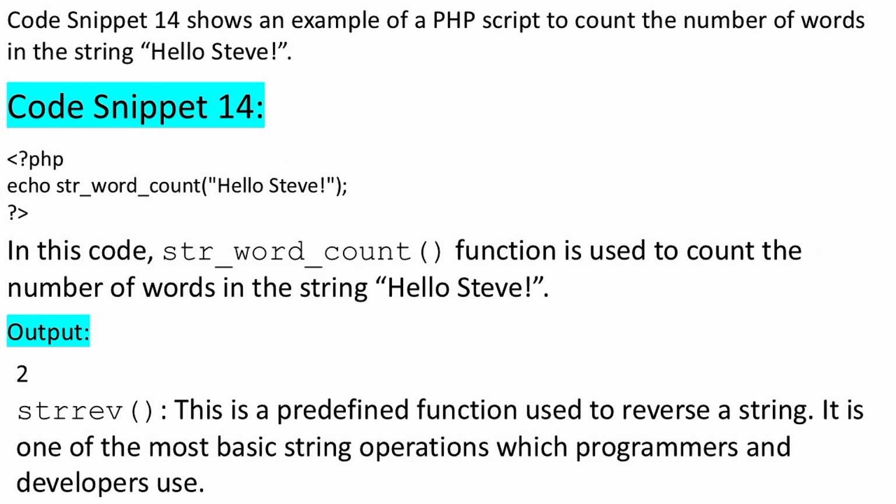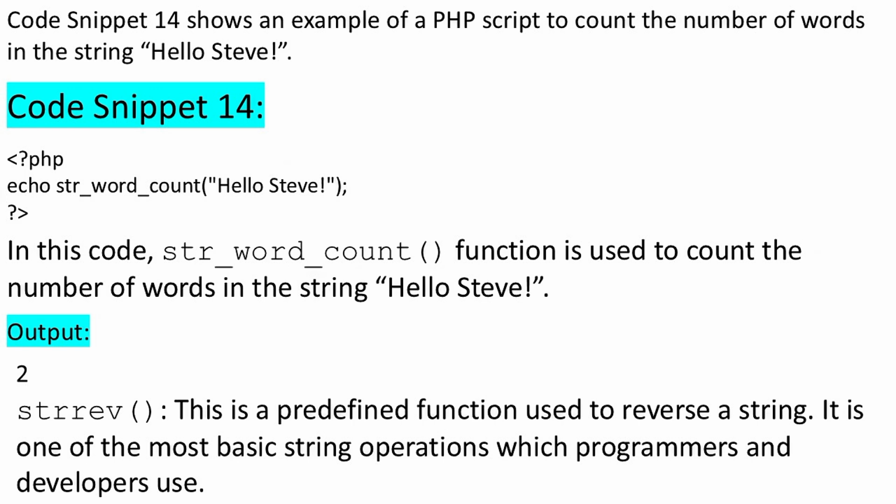So what this means is that str_word_count helps us analyze a string and find how many separate words it contains. This can be useful in many practical situations, such as when you want to count words in a paragraph, limit word input in a form, or even create a small word counter feature in a website or app. The function is very accurate and includes all valid words, ignoring symbols or punctuation that don't count as part of the word. After this, we move on to another important predefined PHP string function called strrev.